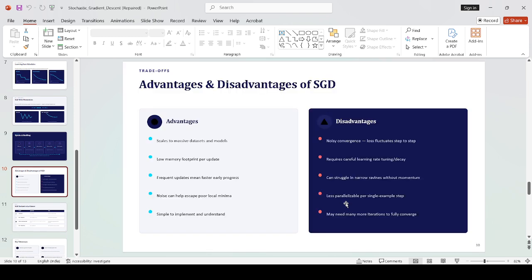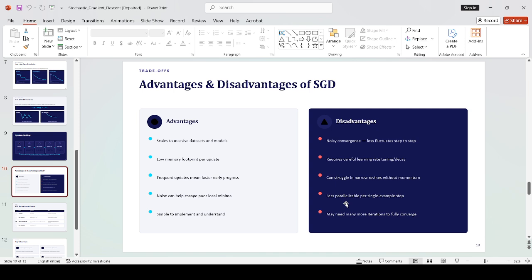Like every optimization algorithm, SGD has both advantages and disadvantages. Some of its major advantages are it scales well to very large datasets, it requires very little memory, and frequent updates make early learning much faster. The inherent noise can help the optimizer escape poor local minima. It is also simple to implement.